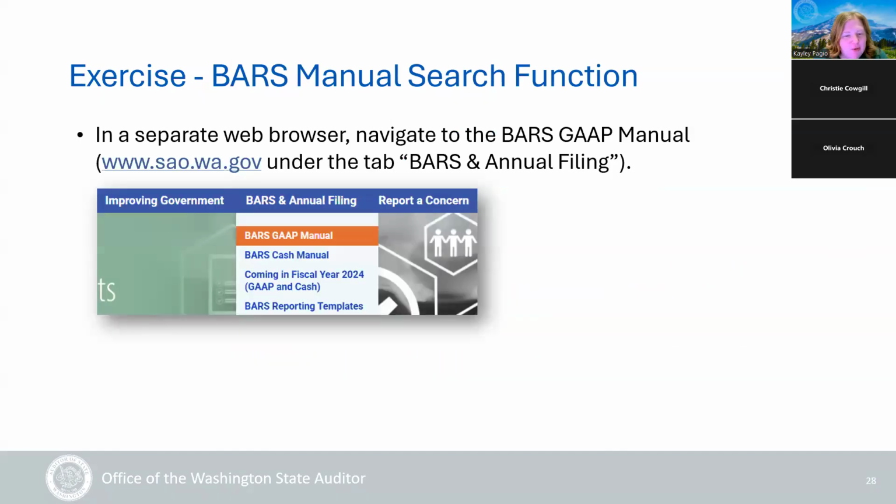So as you can probably guess, our first exercise is practicing how to use the BARS manual search function. As I mentioned at the beginning of this training, to participate in the exercises, you'll want to have the BARS manual open in a separate window and just keep that open throughout the training. If you haven't done so already, go ahead and do that now for our first exercise, and then go to our homepage, sao.wa.gov, and then select the BARS GAAP manual under the BARS and annual filing dropdown.